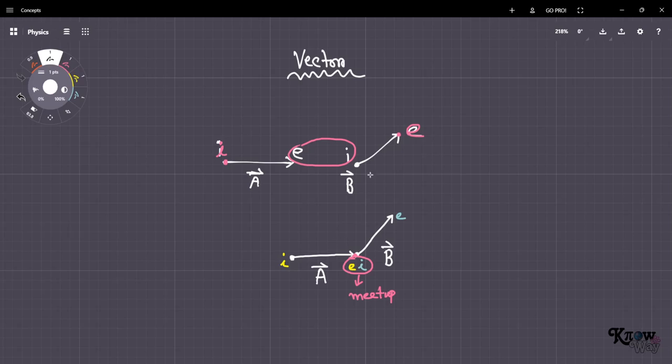So how will we find the displacement? It's very easy. We just join these two lines, and the initial point of our first vector and the end point of our last vector would be our resultant vector. Or in this case, if A and B determine two displacements, R will be the resultant displacement. Okay, so we can use it in different applications in our life.